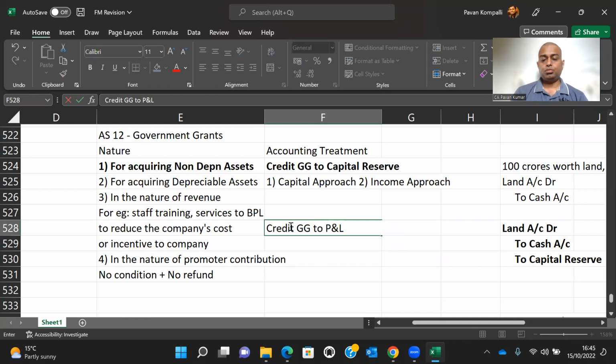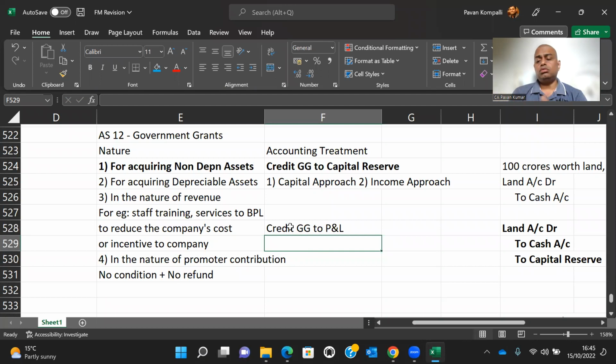Credit it to P&L. Simple. You have spent 100 rupees towards giving treatment to patients if you are a hospital, or imparting education to students if you are an educational institution, something like that. So simple. When you incur cost, you'll write the journal entry: expense account debit to cash 100. When you get 40 rupees back, you'll write cash account debit to P&L expense.